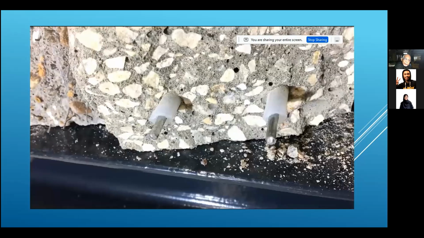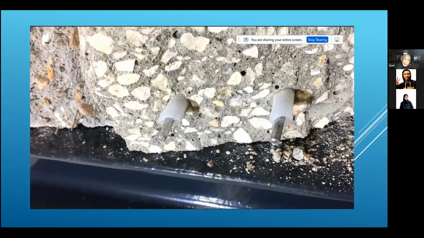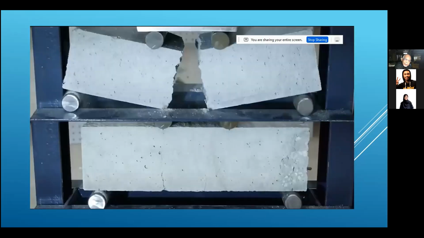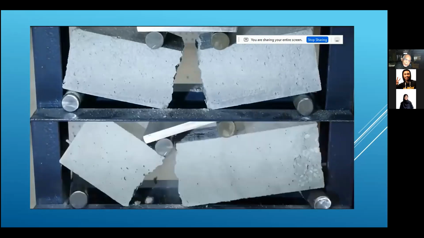I hope these demonstrations help show why reinforcement is necessary in most applications of concrete, to add tensile strength and to change the failure mode from brittle to ductile.